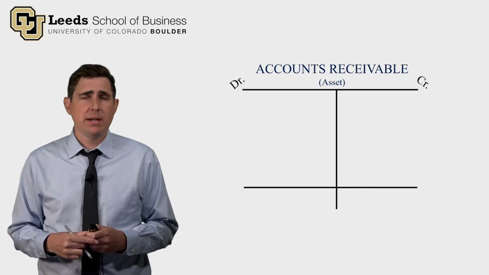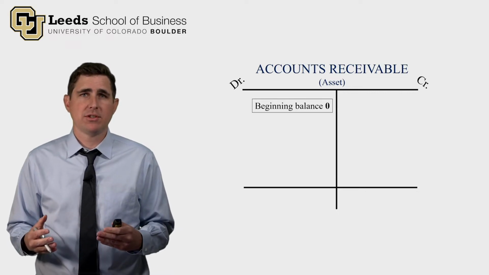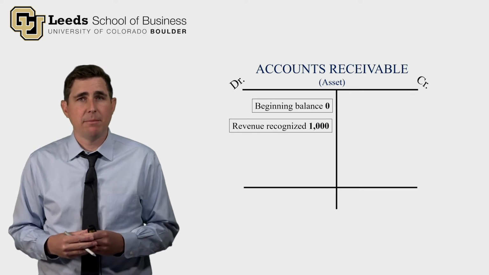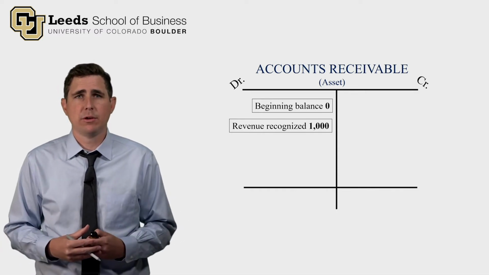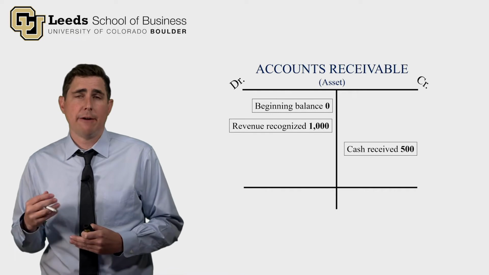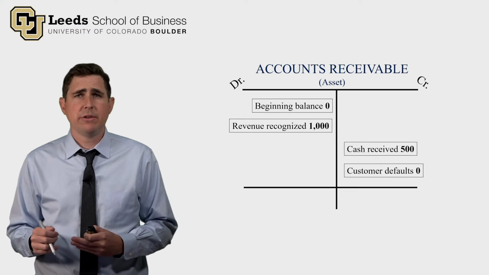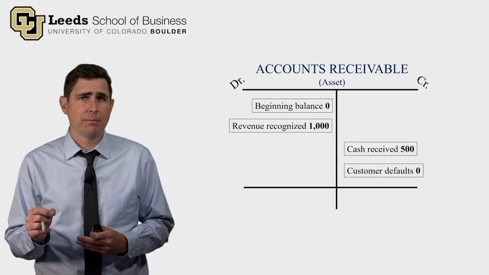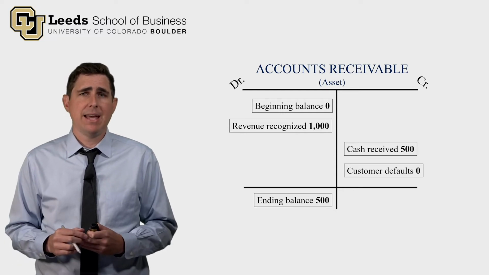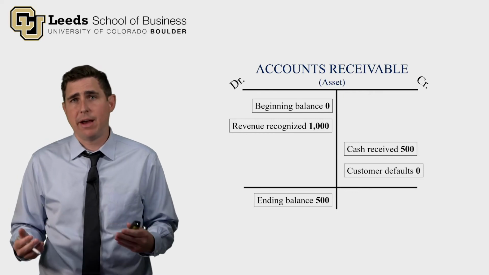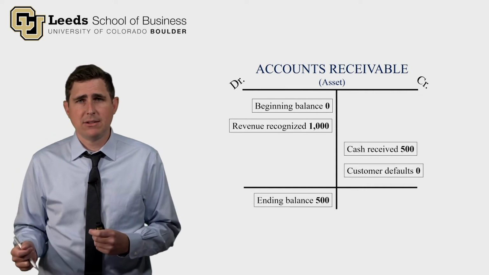Here's the accounts receivable T account for 2019. It had a beginning balance of 0 because we just started operations this year. Then we sold 10 pairs of shoes for $100 each, and accounts receivable went up by $1,000, or a debit of $1,000. 5 customers paid off, so a credit of $500. No customers defaulted during 2019, and we're going to get to that line item for the 2020 year, so for 2019 it's 0. And the ending balance in the accounts receivable account is 500 because 0 plus 1,000 minus 500 minus 0 equals 500.